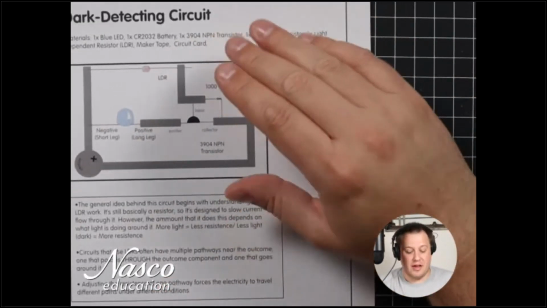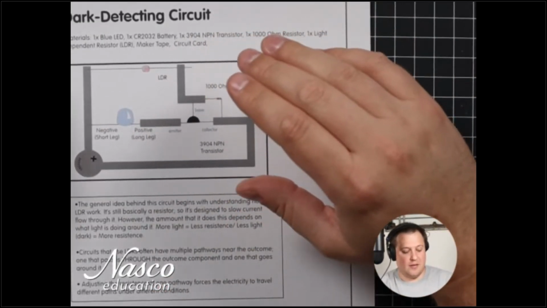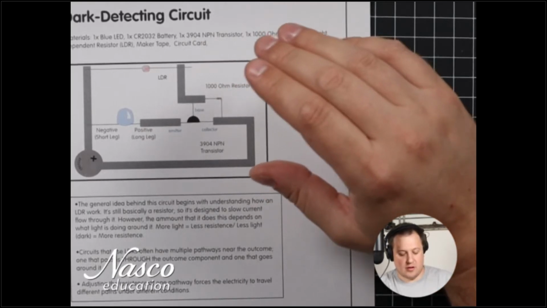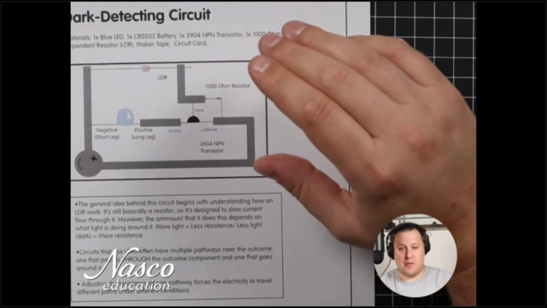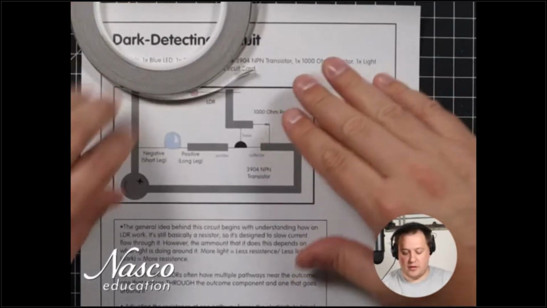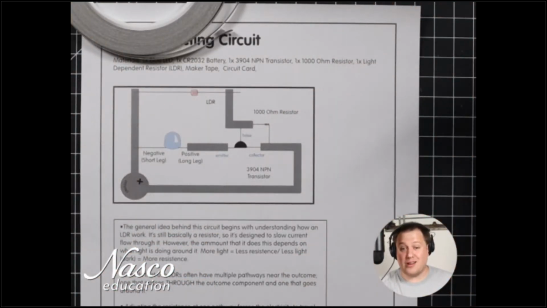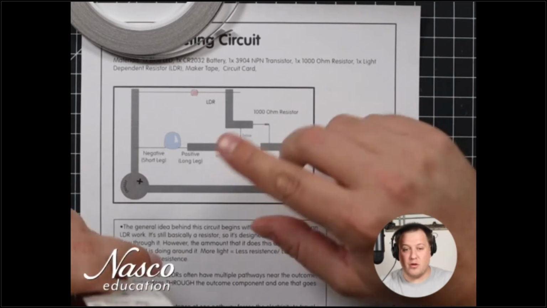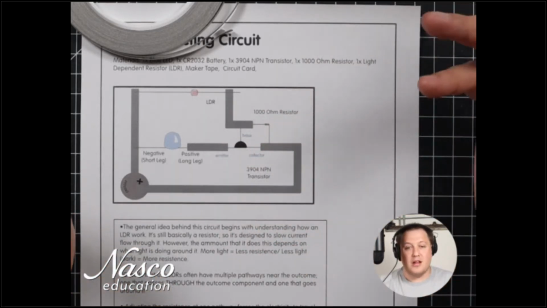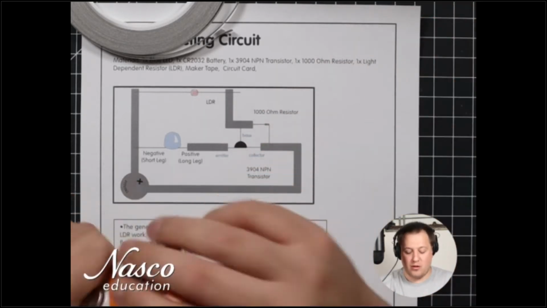So this circuit uses a transistor, an LED, a resistor, and some maker tape and a battery. And that's all there is. I describe this to students and to teachers as the outdoor garden light circuit, because the same basic type of circuit is found in every outdoor little dollar store garden light, up to the nice big ones people might have.